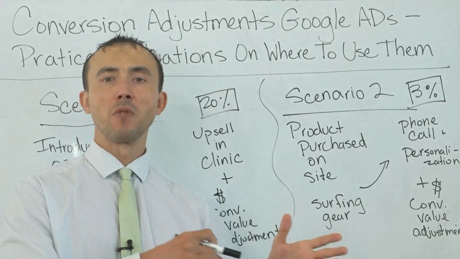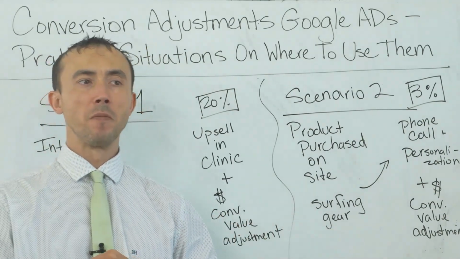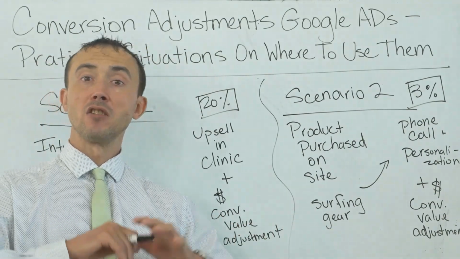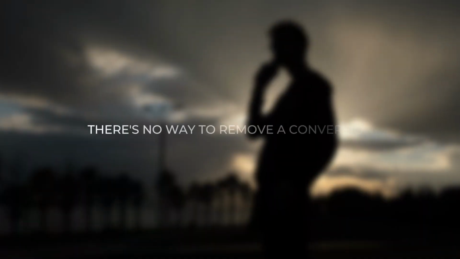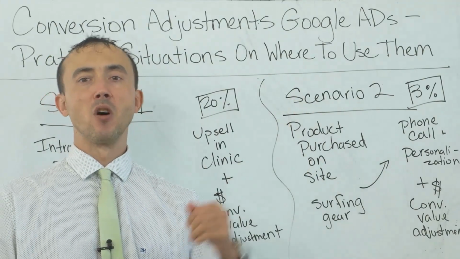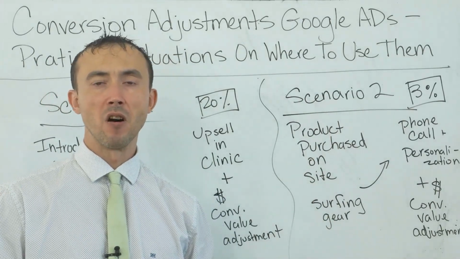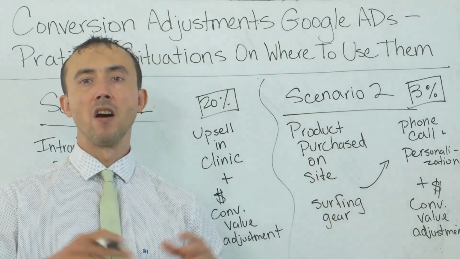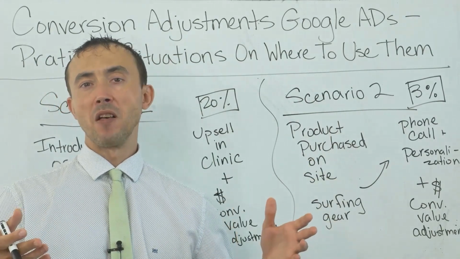Naturally, that's conversion adjustments, if you will. You can change the value. Unfortunately, there's no way to remove a conversion. Like, I can't adjust and say, hey, that phone call never happened, and don't have it show up in Google Ads at all under my campaigns and all that. Right now, for now. Maybe they'll have that in the future.